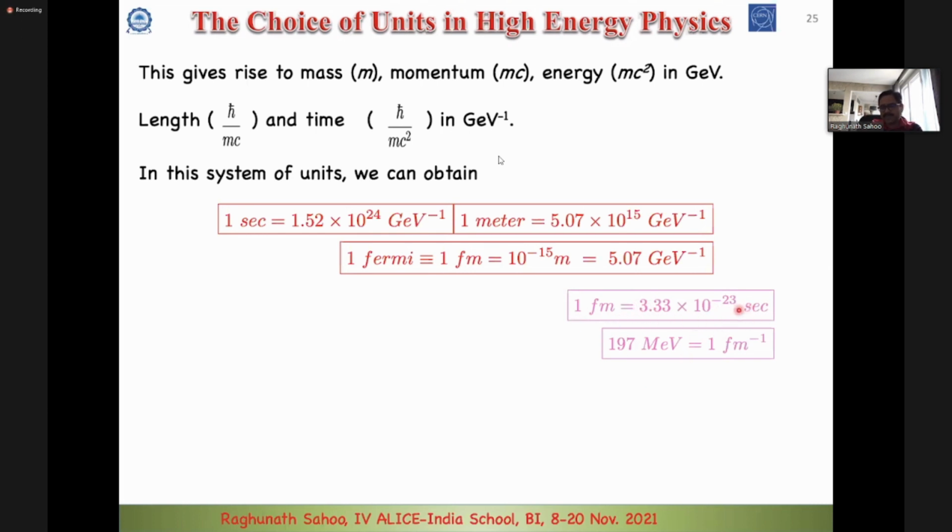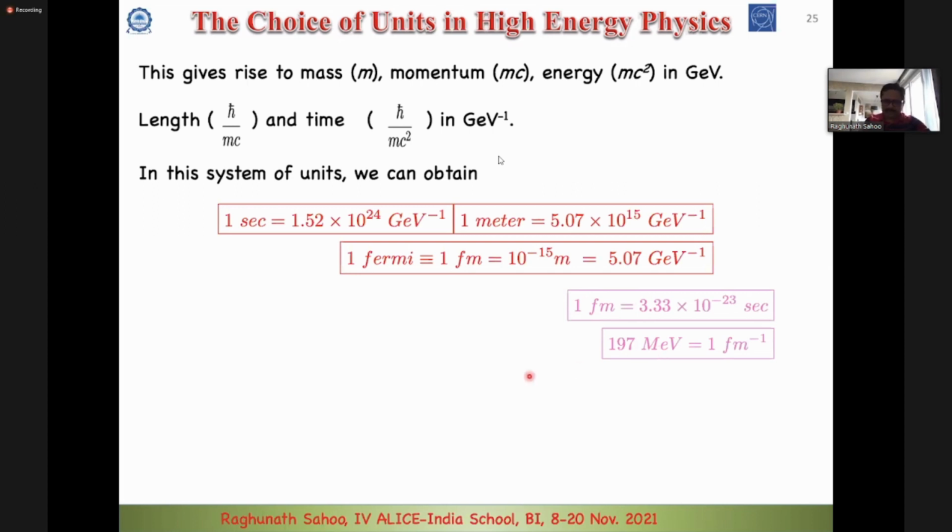This also you should remember. These two at least you should remember. Although we also know that 1 Fermi is equal to 10 to the power minus 15 meter, we remember that by now. I don't ask you to remember other conversions, but these three, if you remember, that will help a lot.